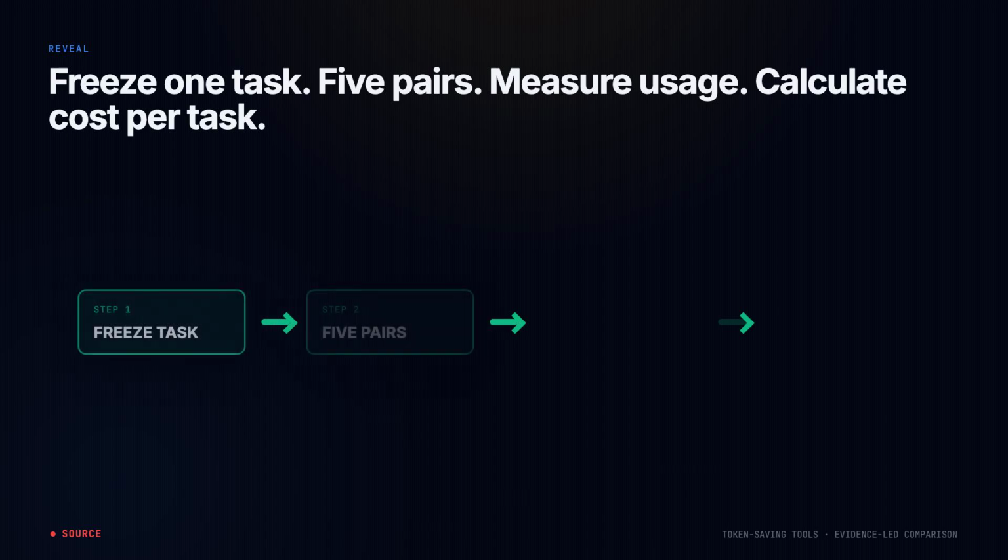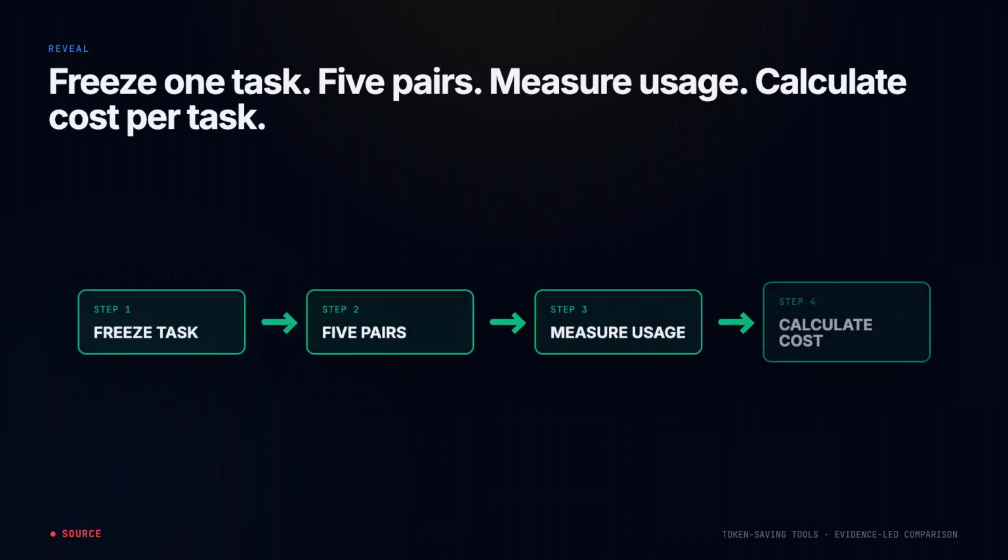Freeze one task. Run 5 pairs with and without compression. Measure provider usage. Calculate cost per successful task.